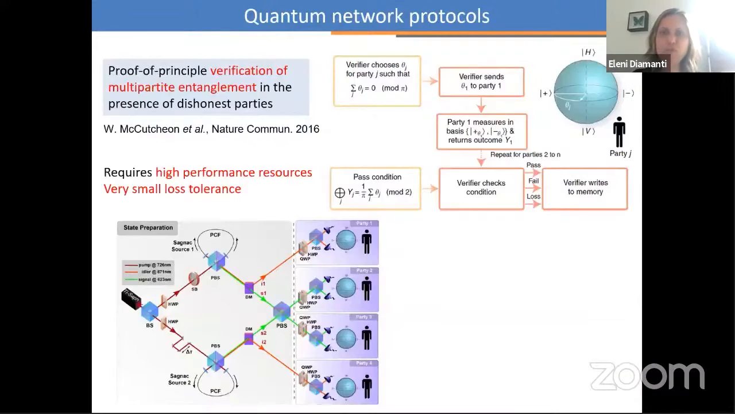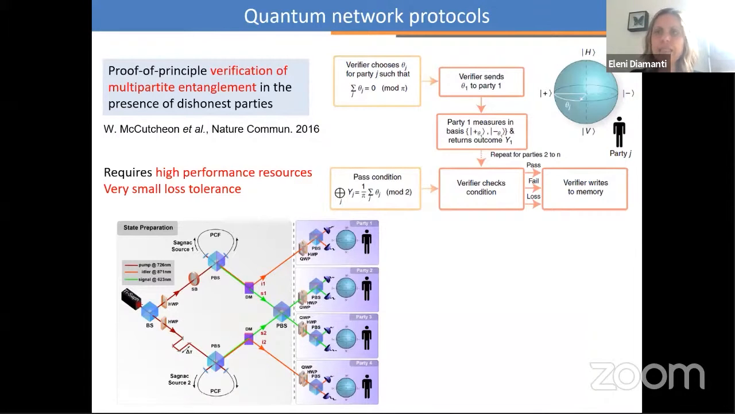The final example I wanted to give before moving on to beyond cryptography is quantum network protocols. This is a big line of work that we have done, where we consider multipartite entangled states as a fundamental resource for quantum networks and for the demonstration of advanced applications. So we have done a series of works where first we proposed theoretically how a set of users that share a multipartite entangled state, in particular a GHZ state, can verify the presence of this type of multi-party entanglement, even in the presence of dishonest parties.